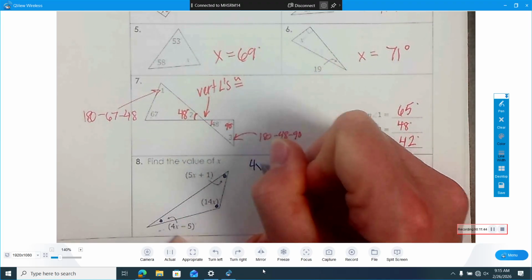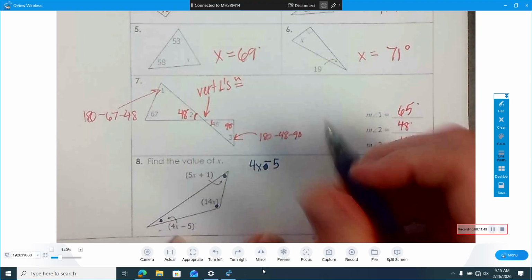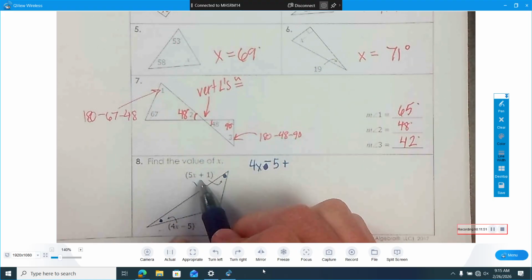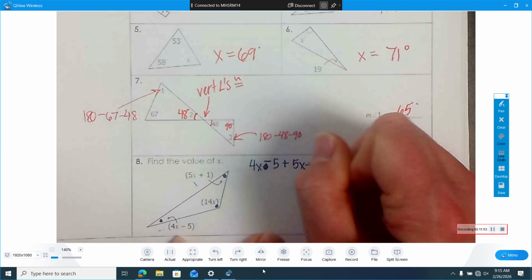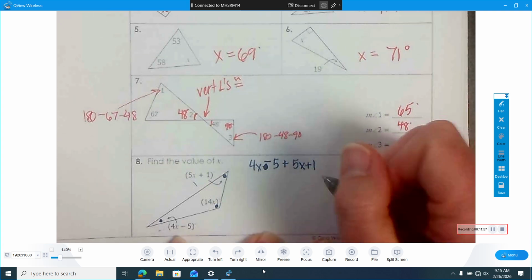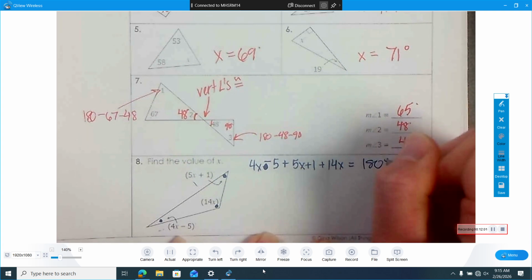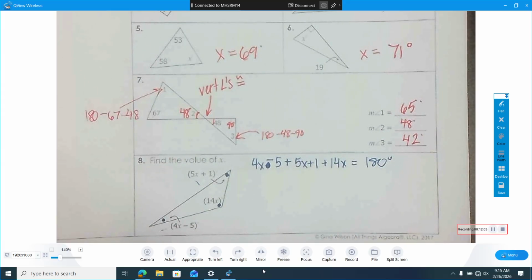Let's see. 4x minus 5 plus 5x plus 1. Do I need the parentheses? No, I don't. Plus 14x equals 180 degrees because the angles in a triangle always equal 180. All right, now what can we do?